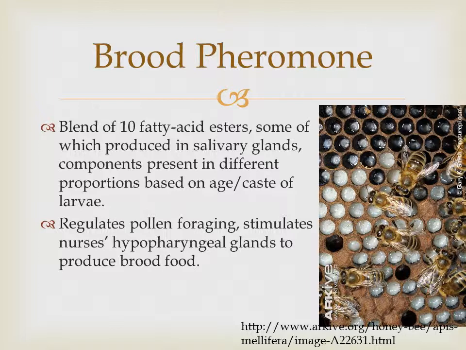Brood pheromone is a blend of 10 fatty acid esters, some of which are produced in the salivary glands. It is present in different proportions based on age and caste of the larvae. This pheromone regulates pollen foraging by the colony and stimulates workers' hypopharyngeal glands, which then in turn stimulates food production. It has low volatility and is transferred through contact. It can work in concert with E-beta ocimene to inhibit ovary development in the workers.